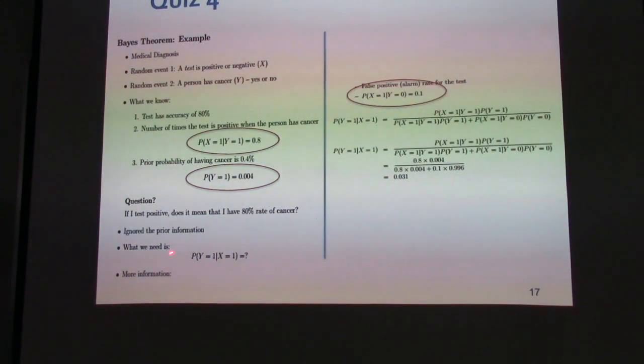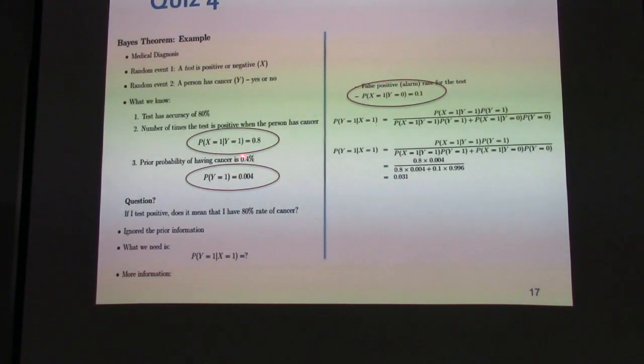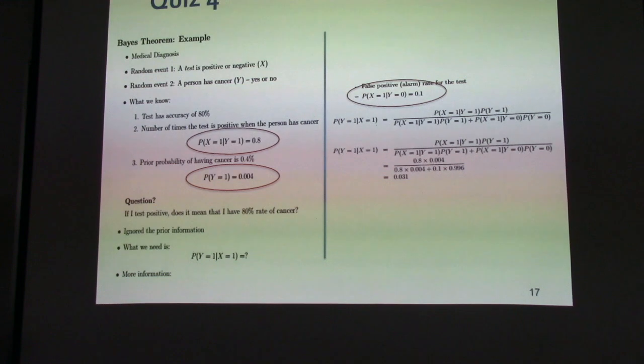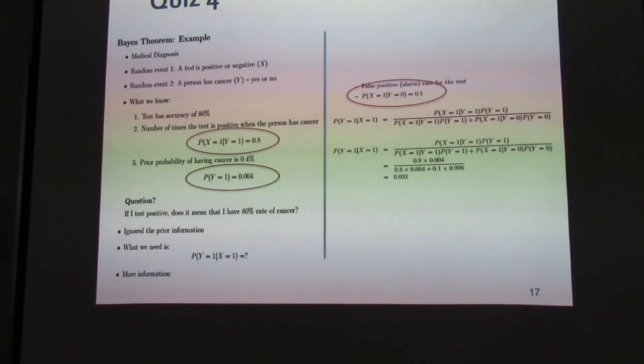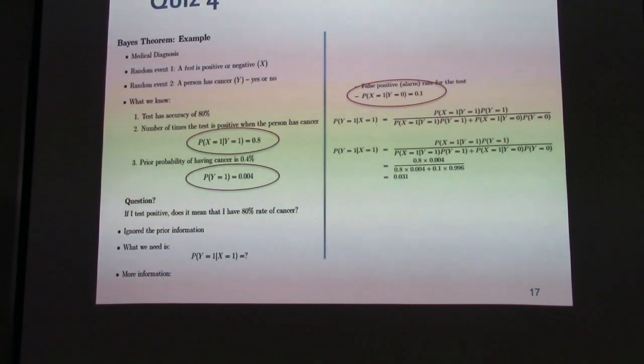So that means I need to calculate this: if my test is positive and I have cancer, the probability of this scenario. In this scenario, we need to know three variables: the test accuracy, the prior probability, and the false alarm. After you get those three variables, you just put them into the Bayes formula, and you can finally get this posterior probability.